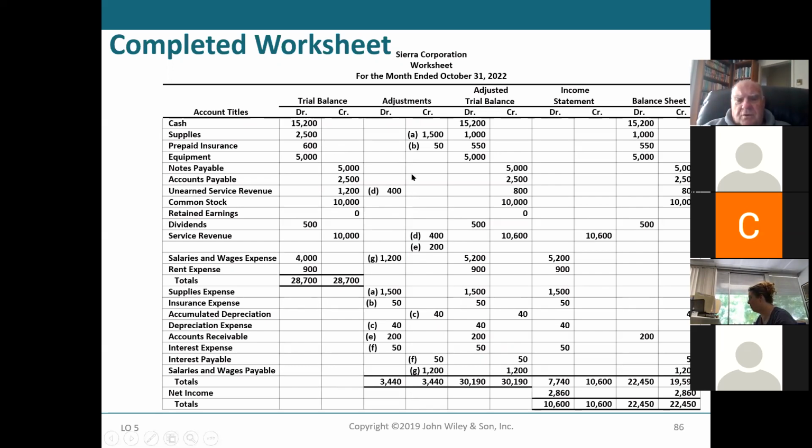Now that we've written the journal entries, we can come up with the new trial balance. Cash, $15,200. Well, you never adjust cash. That comes over.